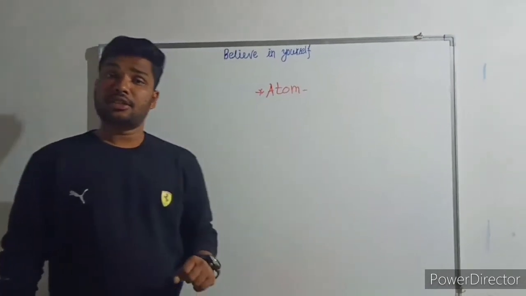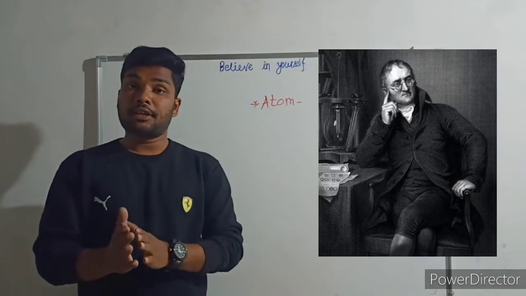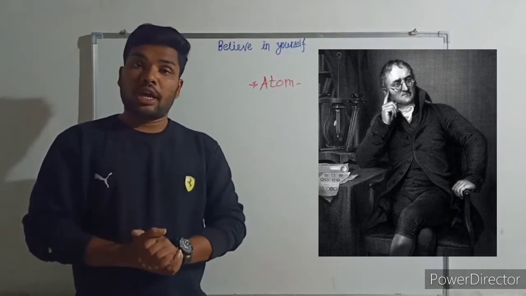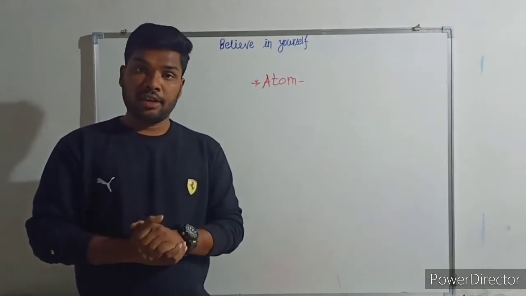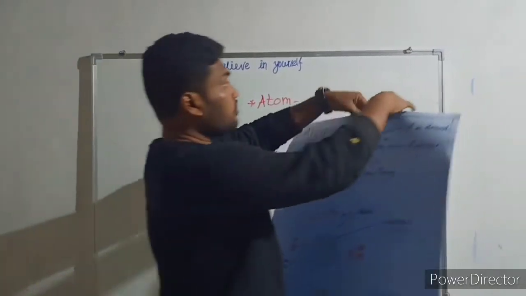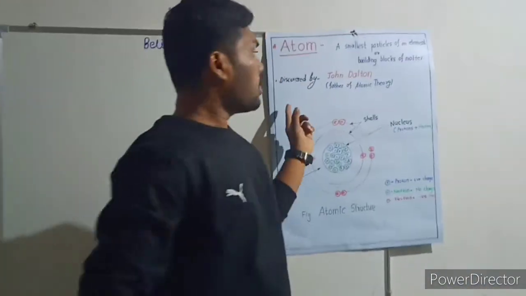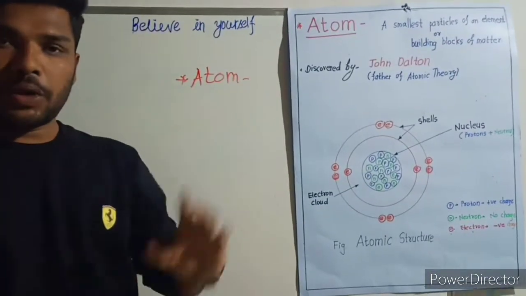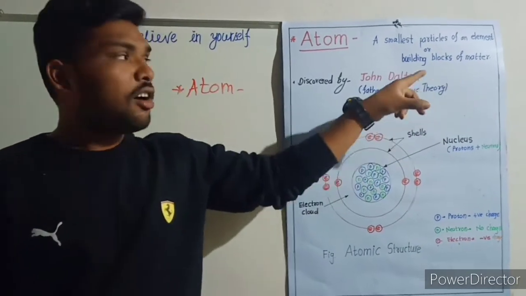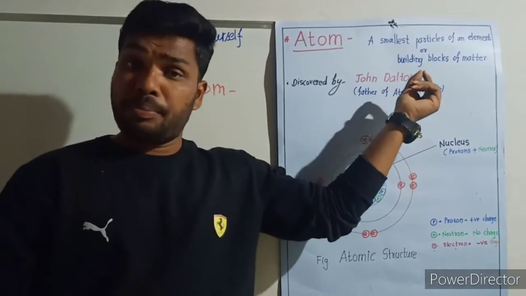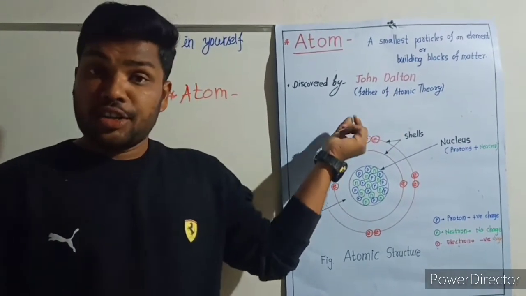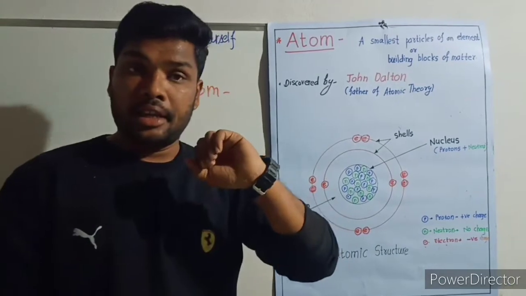The great scientist John Dalton has discovered first that every element is made from the atom. So John Dalton is known as the father of atomic theory. Okay, you can see here easily. Is this chart visible to all? Okay, see. Atom is what? A smallest particle of an element. Or you can say that building blocks of matter. Right? Discovered by John Dalton. So John Dalton is known as the father of atomic theory.